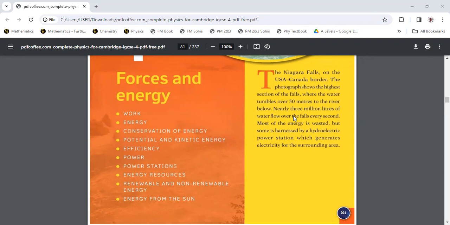What is energy? What types of energy do we have? What is the law of conservation of energy? What's the efficiency? What's the power? How do we produce energy? What are our resources? What is renewable and non-renewable energy, and how can we harness energy from the sun?